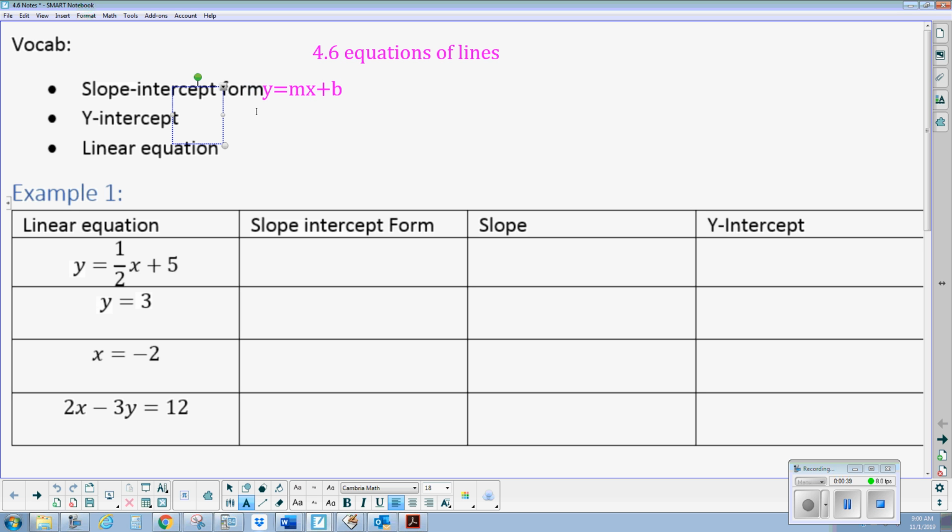The y-intercept is the point on the y-axis that the line crosses. Sometimes lines will be parallel to the y-axis, and if they're parallel to the y-axis, we call those vertical lines, and they do not have a slope. But otherwise, if it's not a vertical line, it will at some point cross the y-axis, and that's the y-intercept. So the y-intercept will have the coordinates 0 for the x-coordinate and b. And a linear equation is an equation whose graph forms a straight line.